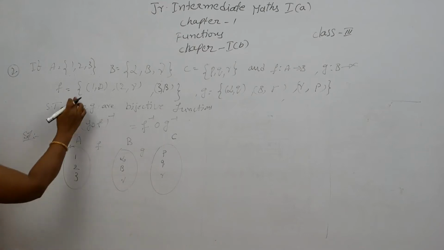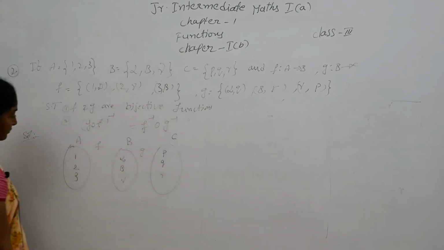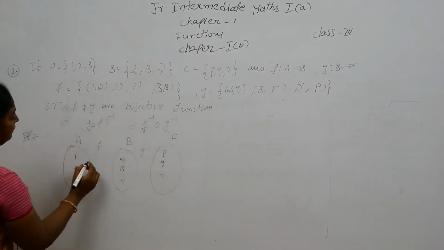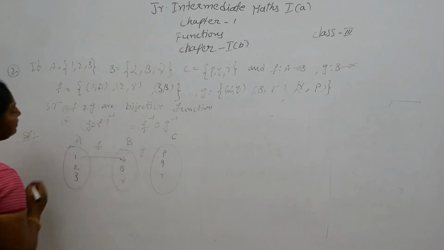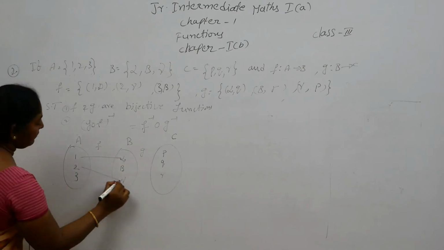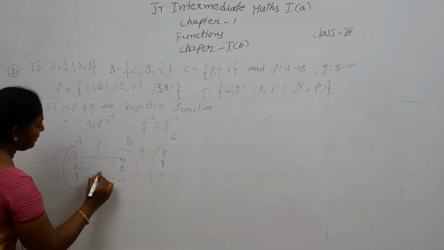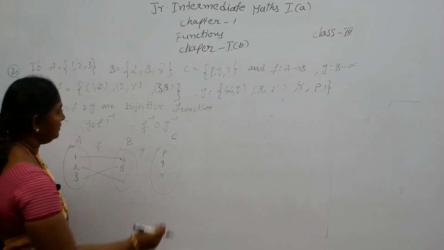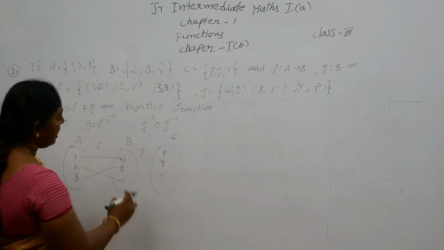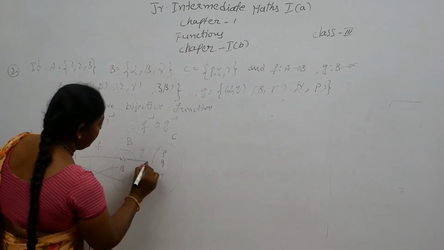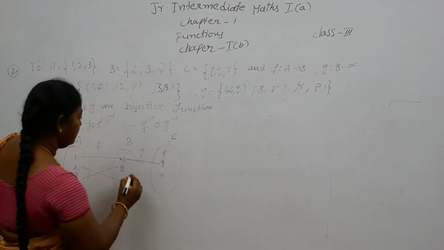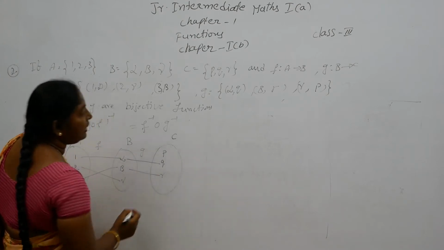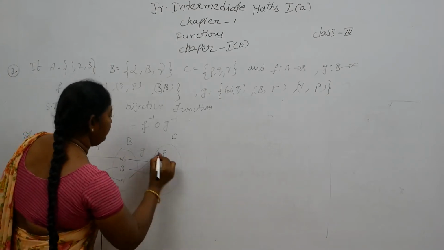The function is also given: f maps 1 to alpha, 2 to gamma and 3 to beta. Next, the g function maps alpha to Q, beta to R and gamma to P, as given.